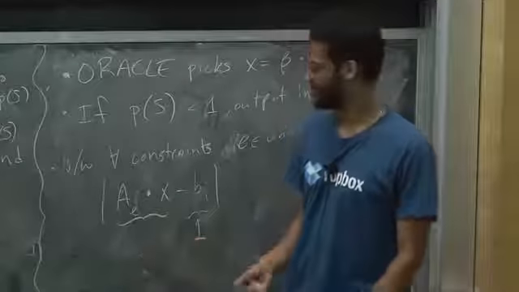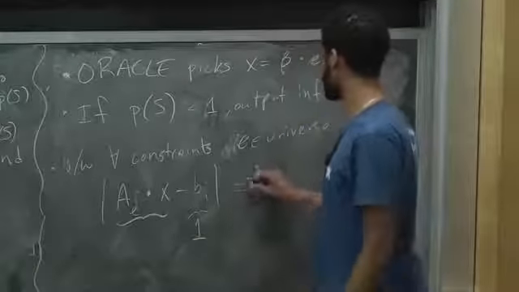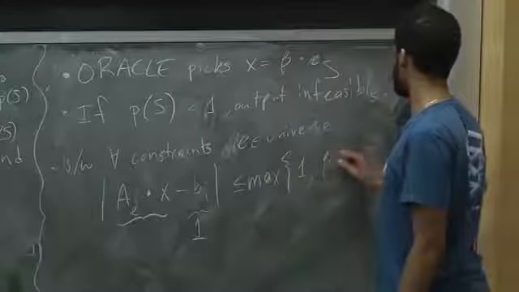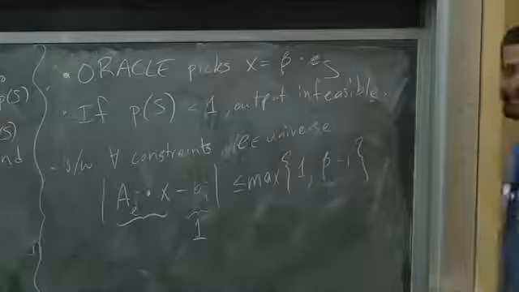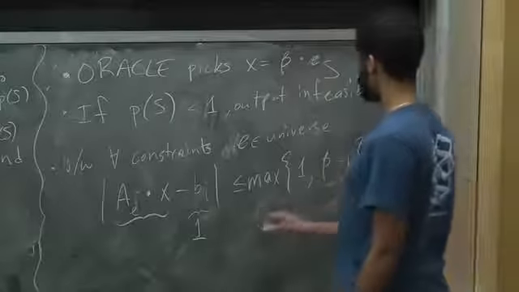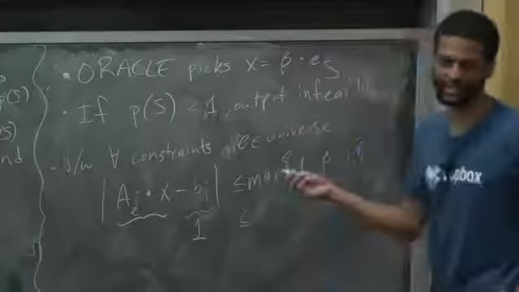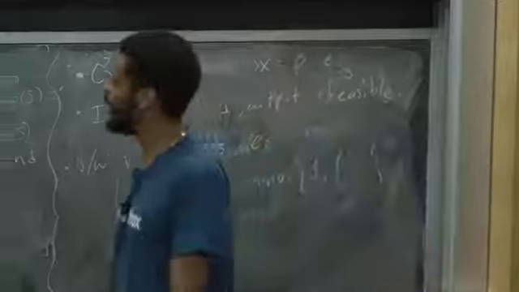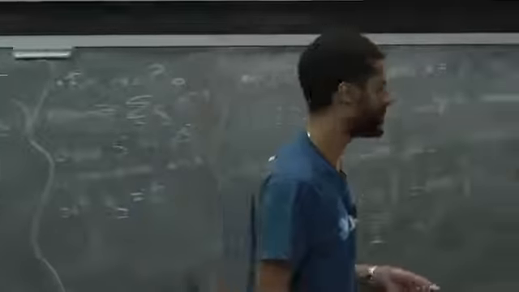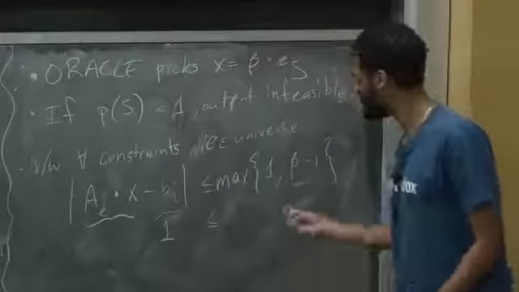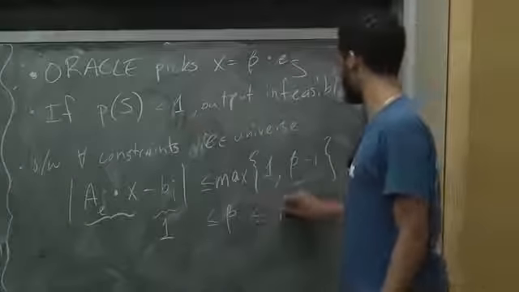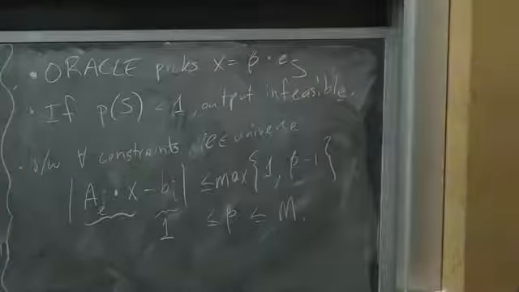It's beta. So this thing is at most the max of 1 and beta minus 1. Let's just call this beta, we're binary searching to get beta anyway, right? And we know opt is between 1 and m. So we're going to be binary searching between 1 and m. So beta is certainly at least 1. So let's just say this is at most beta, which is at most m, for example, the number of sets in our input.